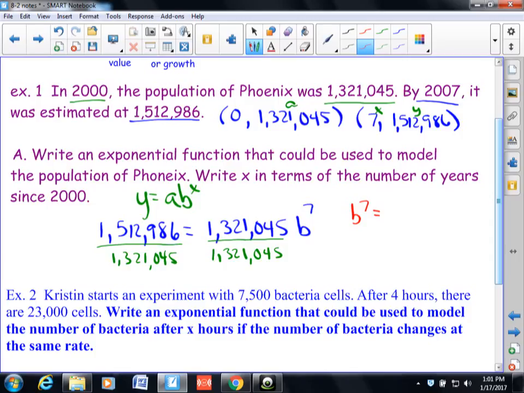We get 1.145294823, blah, blah, blah. I am good if you write it out to a few places, maybe 1.145, and just put some dots. That way at least I know that you've done the first step correctly and that you're in the right ballpark. Now the big question is, how do we get from b to the 7th to just b? We're used to taking square roots of things, but in this case what we're going to have to do is take the 7th root of both sides. Now how do you do that?